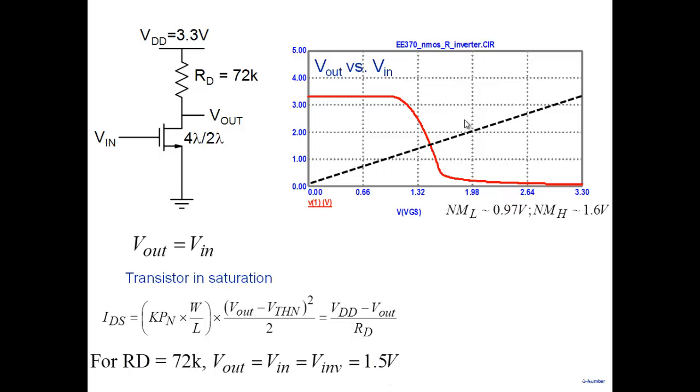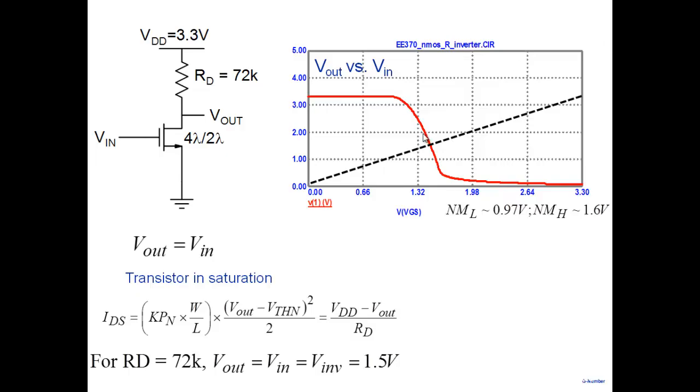How do I shift it right? The inverter threshold voltage that we just calculated is 1.5. I need an inverter threshold voltage of 1.65. And I need to shift the characteristics, my entire VTC that you see here, towards the right.